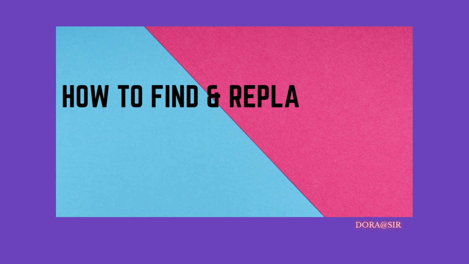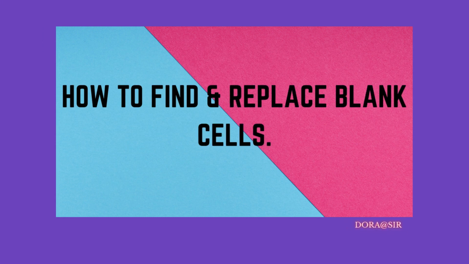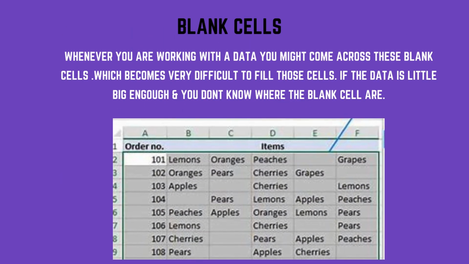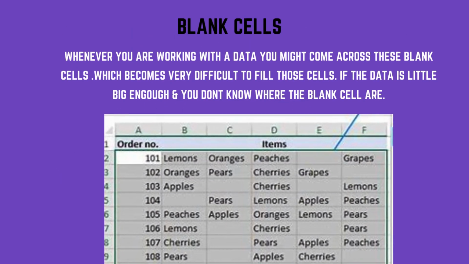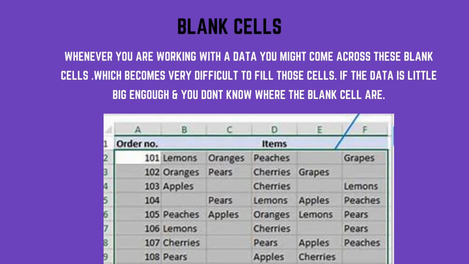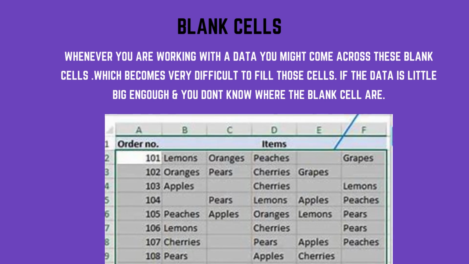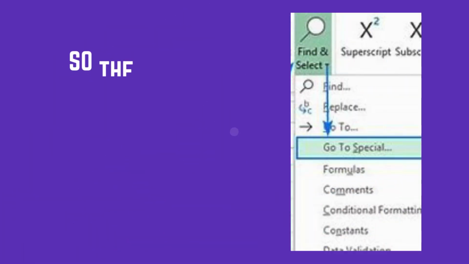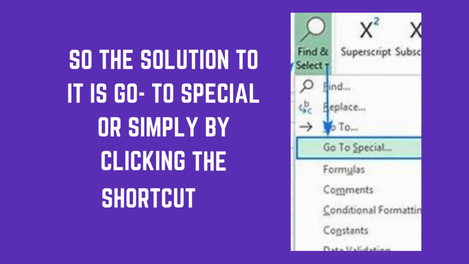So in this video, we are going to find and replace blank cells in Excel. Whenever you are working with your data, you might have come across these blank cells. It becomes very difficult to replace them if the data is long enough and you don't know where these blank cells exist. So the solution is Go To Special, or simply pressing F5 from your keyboard.